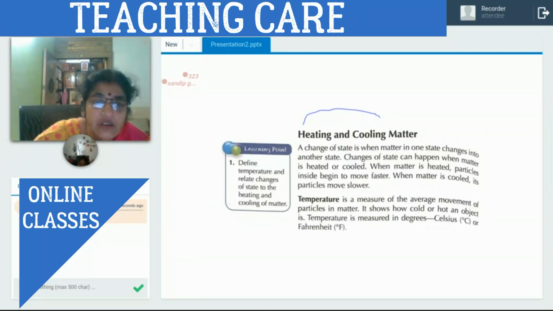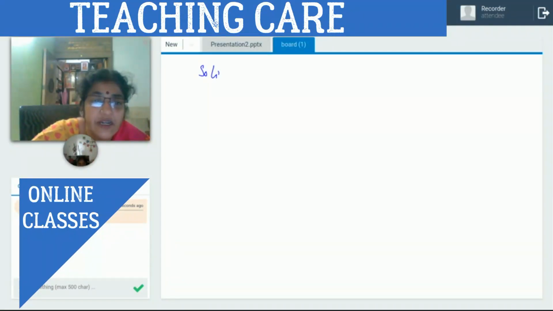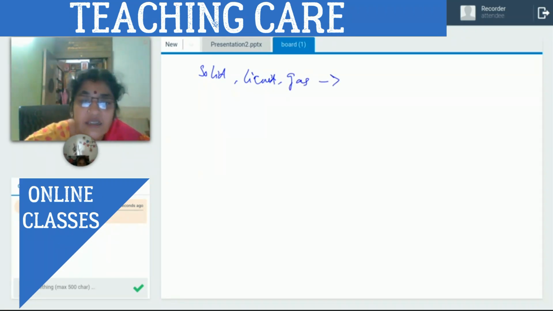So, a change of state. Before that, I want to ask you, what are the three states of matter? Solid, liquid and gas. Very good. In that, one thing can be changed into another, isn't it? That is called a change of state, right? So there are three states of matter: solid, liquid and gas.